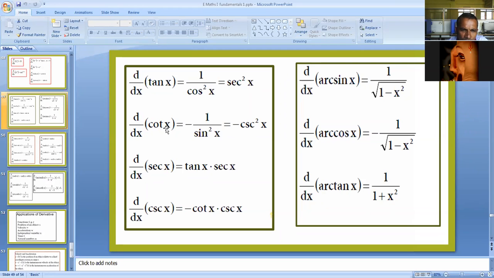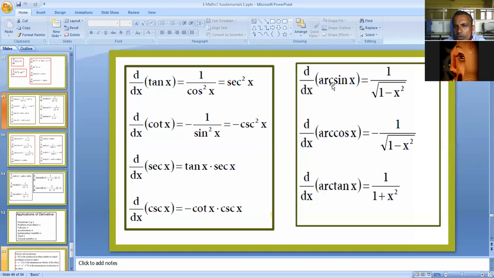आता इथे बघा, cot x म्हणजे पहिलं लेटर काय c, म्हणजे definitely derivative will be negative. So d by dx of cot x is minus cosec square x. What is that next? d by dx of sec x. It is sec x into tan x. Yeah, tan x into sec x. What is that next? आता इथं परत c आलं बघा. CSC means what? Cosec x. So d by dx of cosec x is minus cot x into cosec x.